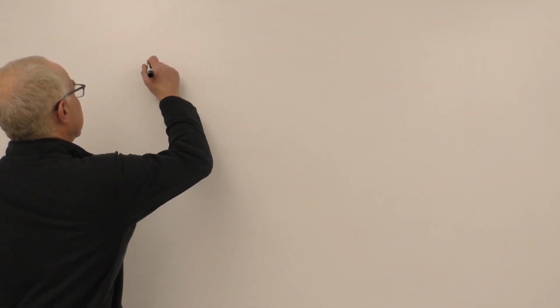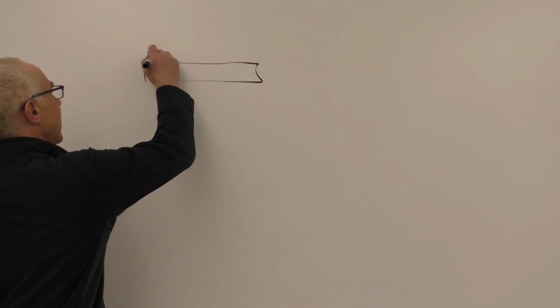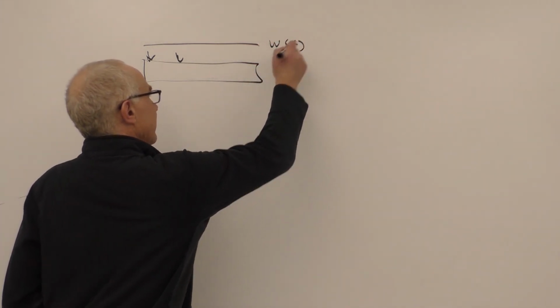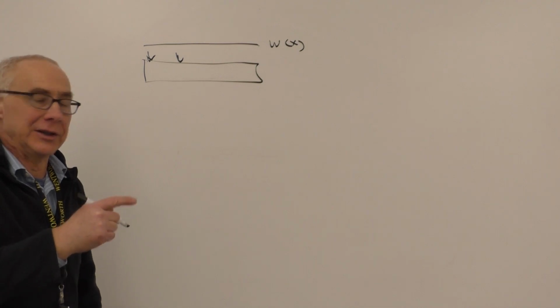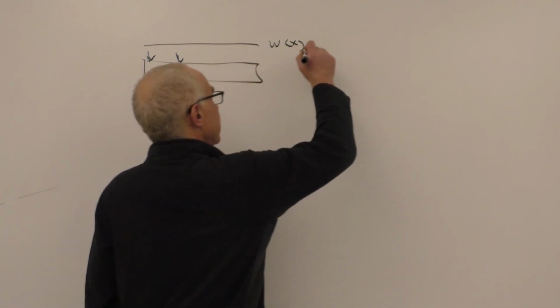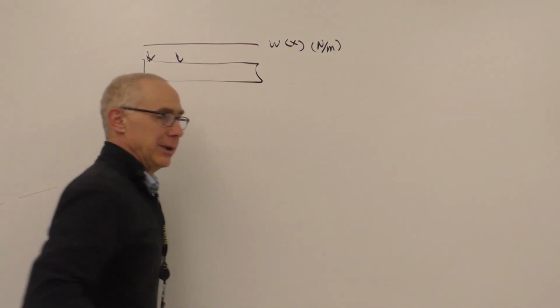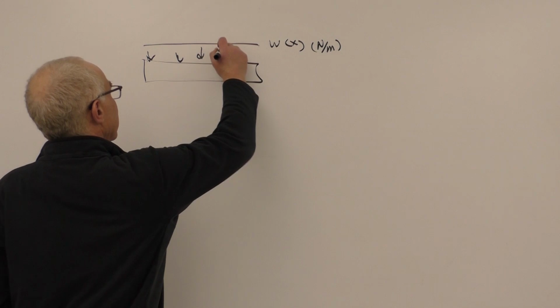So we talked about distributed loads, and there were 2 take-home points from it. Let me just draw a picture again. Here's my beam. I have some distributed load, W of x, meaning that the loading may change in the x direction. W has units of newtons per meter, or it could be pounds per foot. So we have some downward force.